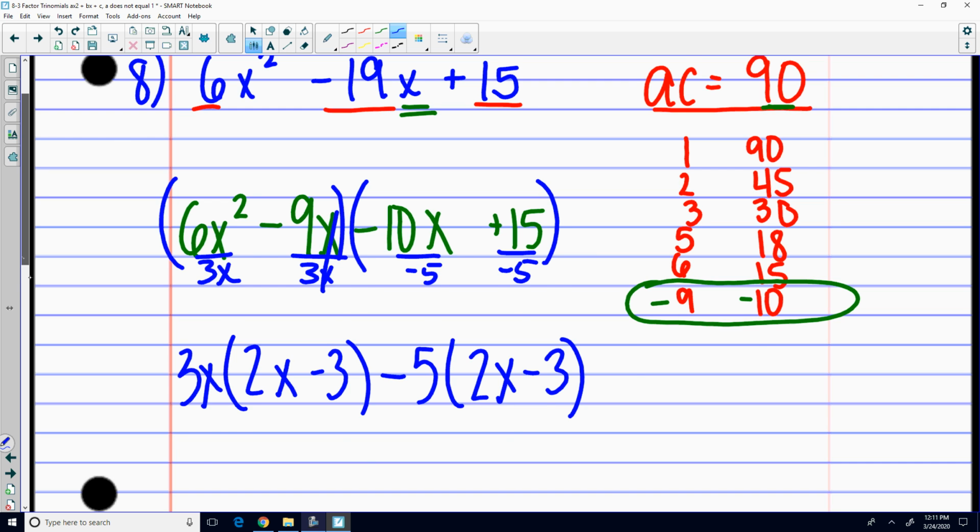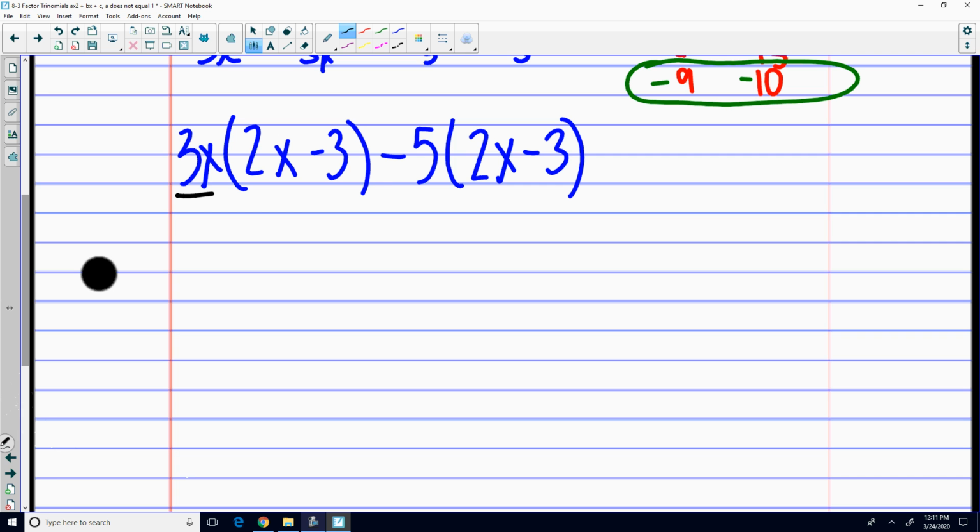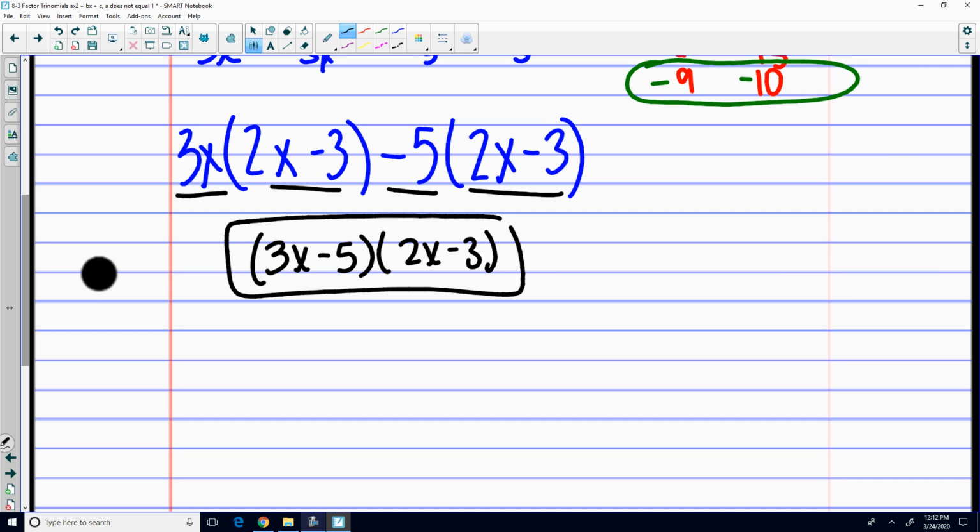Last step, rewrite it appropriately. So I get one term that's 3x minus 5. And a second term, remember, just write it once, 2x minus 3. There, folks, is your final answer.